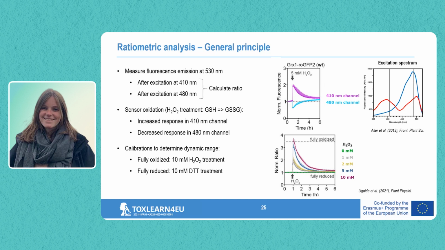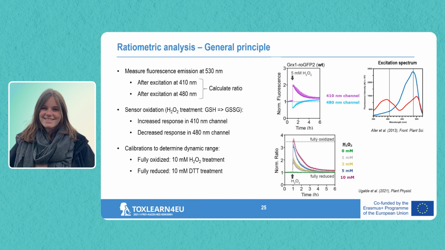So that means which values do you get when the sensor is completely reduced? Which values do you get when the sensor is completely oxidized? Because, for example, if I work with heat stress and I see an increase in this ratio, I want to know, is this now a very strong increase or is it mild? And you can do that by doing these calibrations.